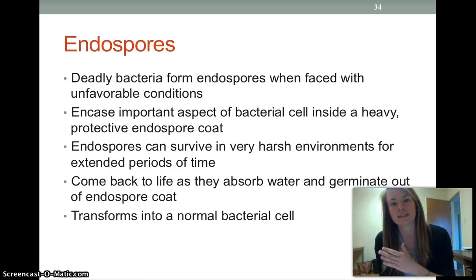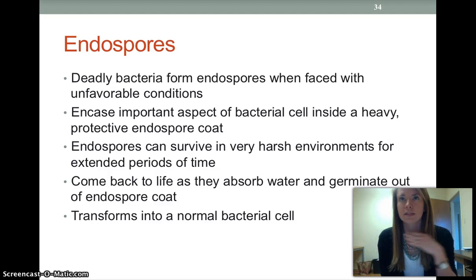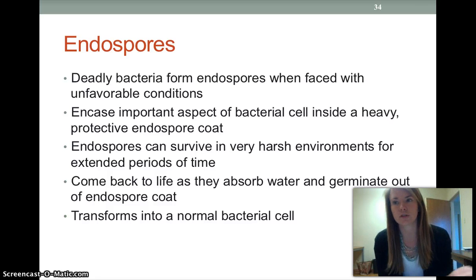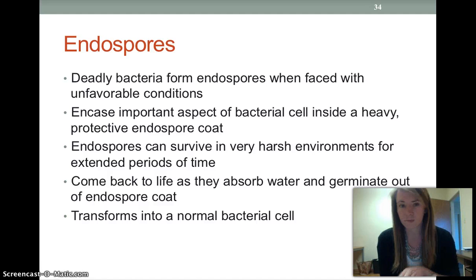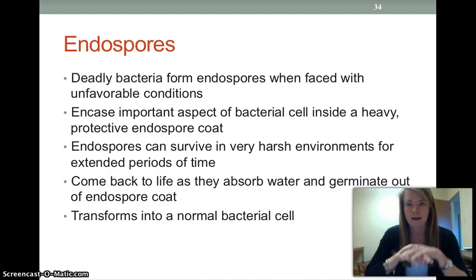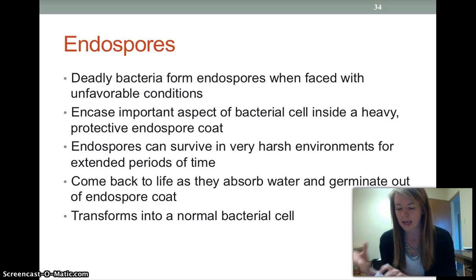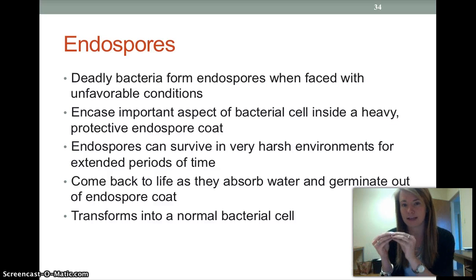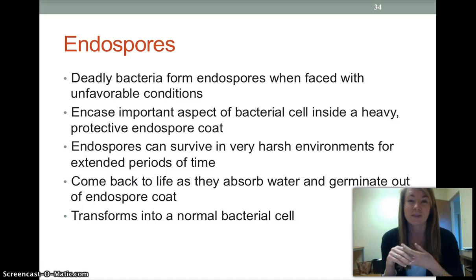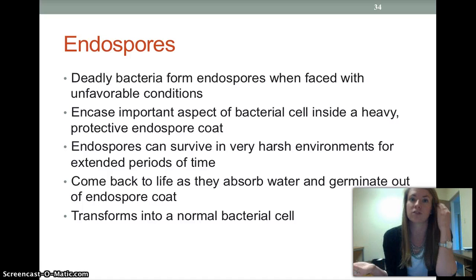So endospores are deadly bacteria that go into a state of hibernation using endospores. If they're faced with unfavorable conditions, meaning super high temperatures or not enough nutrients or anything like that, they will form what's called an endospore. So they make this protective heavy coat, and they remove a portion of the cytoplasm and a copy of the chromosome, and they live inside of this coat. They just keep enough of what they need. They keep very few proteins, very few enzymes, and just one copy of their chromosome, and they encase them in this really tough coat. Because of that, they can survive in very harsh environments for extended periods of time. So they're basically protecting themselves and hibernating until favorable conditions return.